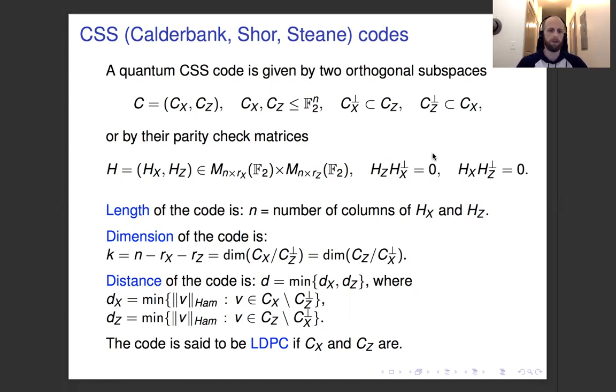And the distance of the code is actually the minimum of two distance parameters. The first, the x distance parameter, is just the minimal Hamming distance of a vector which belongs to the x code, but not to the orthogonal complement of the z code. And the z distance is vice versa, where the roles of z and x are exchanged. And finally, a CSS code is called LDPC if the two classical codes, Cx and Cz, are LDPC codes.